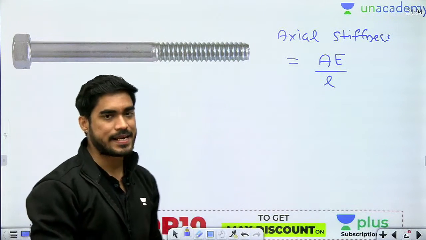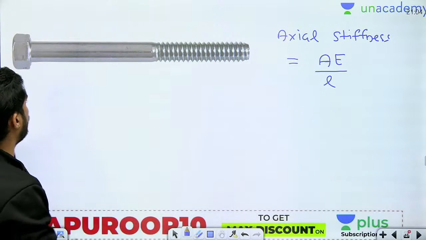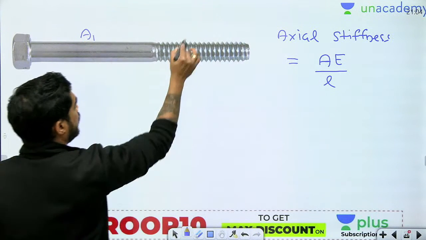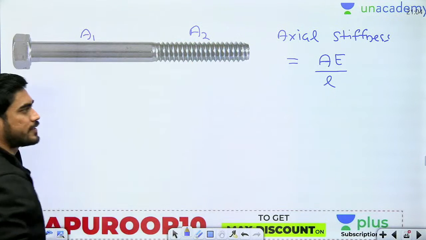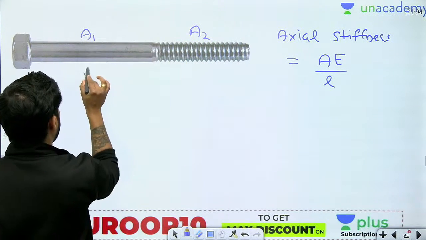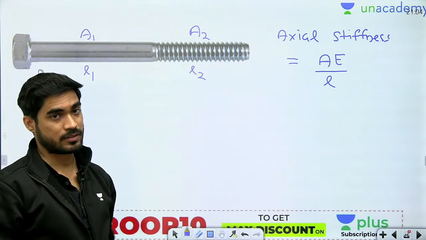But beta, is the area constant? क्या area constant है? नहीं है. The problem is the area of the unthreaded portion is different. The area of the threaded portion is different. Let's say area A1, area A2, length L1, length L2. E will be the same.